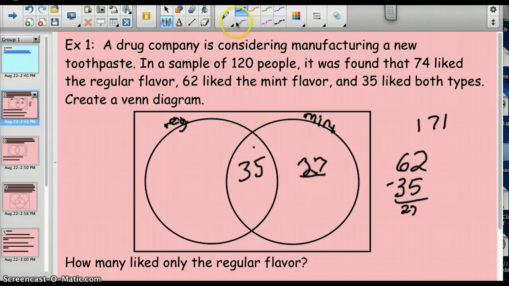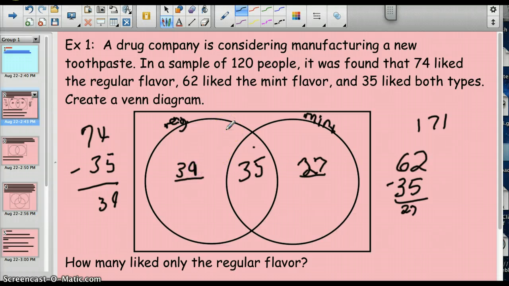Moving on to the other side, and that's the trick that you've got to be careful about. Moving over to the regular side, I'm not going to just enter 74 over here in the regular side, because these two, the regular and the people that like both mint and regular, add up to be 74. Therefore, if I want to figure out how many people only like regular, I'm going to take the total, the 74, and I'm going to subtract out the 35 people that like both. And doing simple subtraction, 74 minus 35 ends up being 39. This indicates that 39 people liked only the regular flavor.